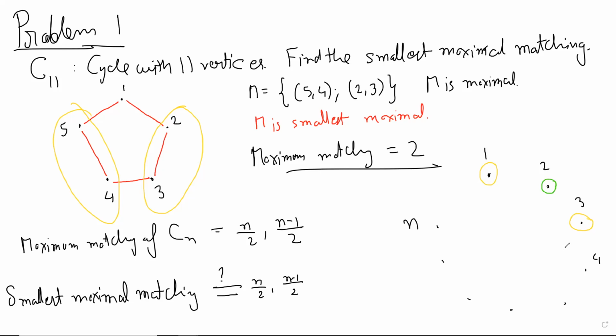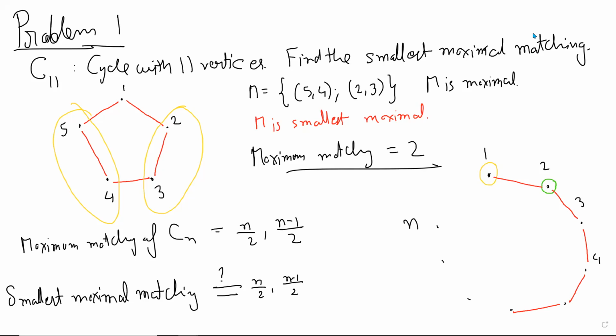No, one and three is not connected. One and three don't have an edge. It's a cycle. Yeah, that's a very simple reason, right? Exactly. That's good. Yeah, that's a very simple reason.